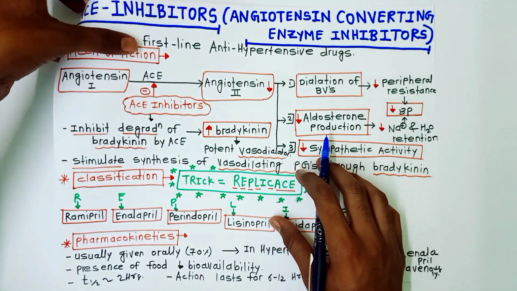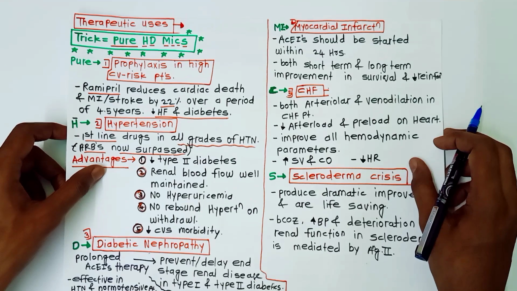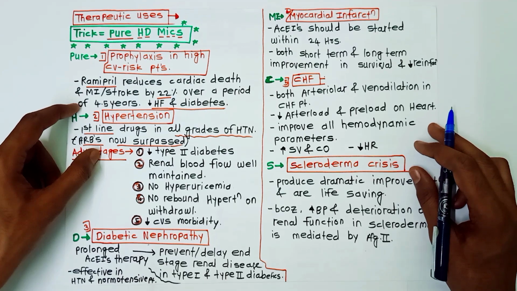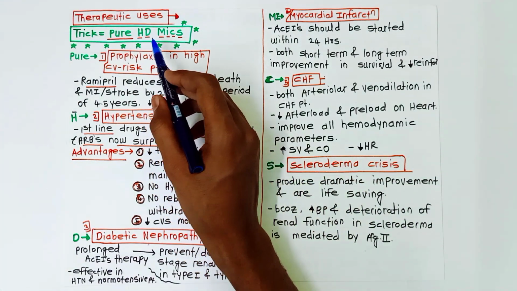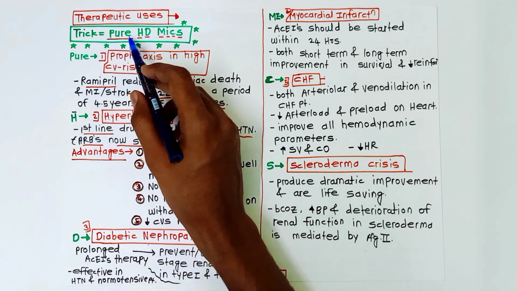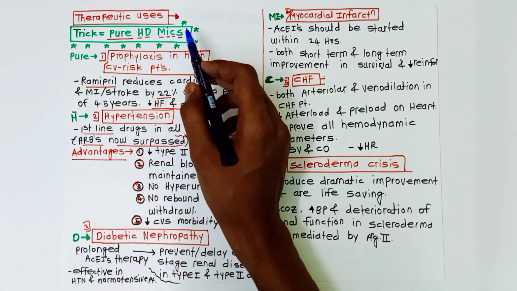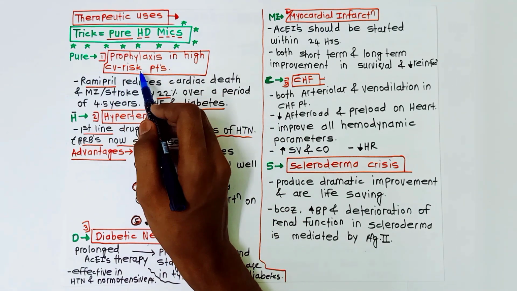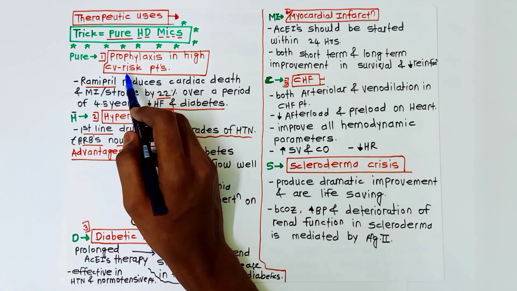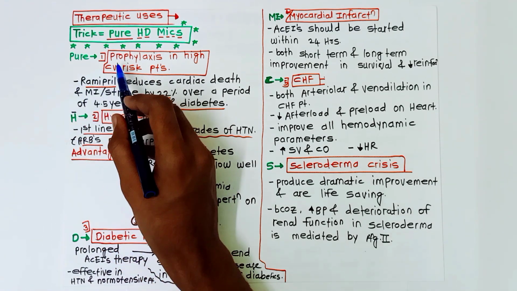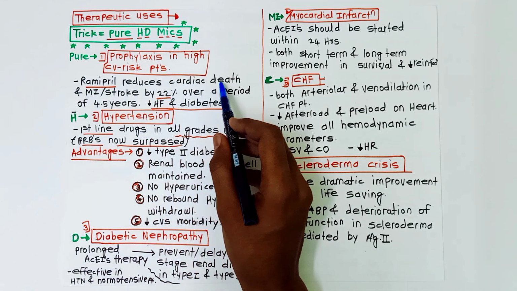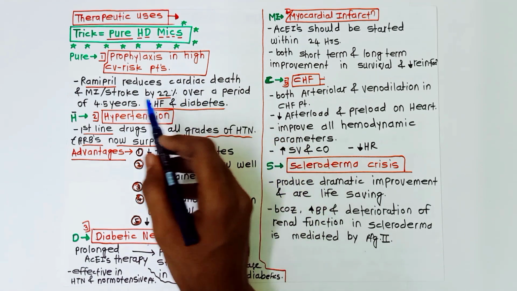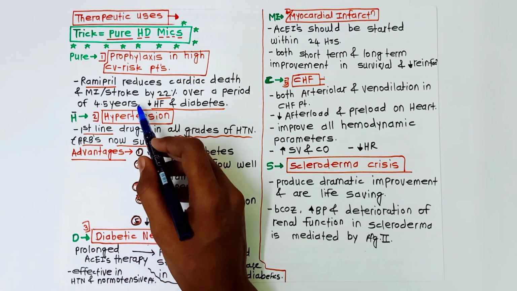Okay, now we will learn the next point, which is therapeutic uses of ACE inhibitors. The trick to remember therapeutic uses is PURE HD MICS. Okay, PURE HD MICS. P for prophylaxis in high cardiovascular risk patients. CV means cardiovascular risk patients. Okay, then in this condition, the ramipril reduces cardiac death and myocardial infarction or stroke by 22% over a period of 4.5 years. This is seen in one study.